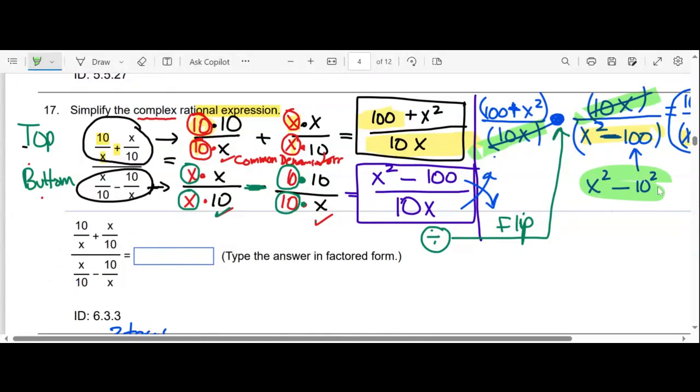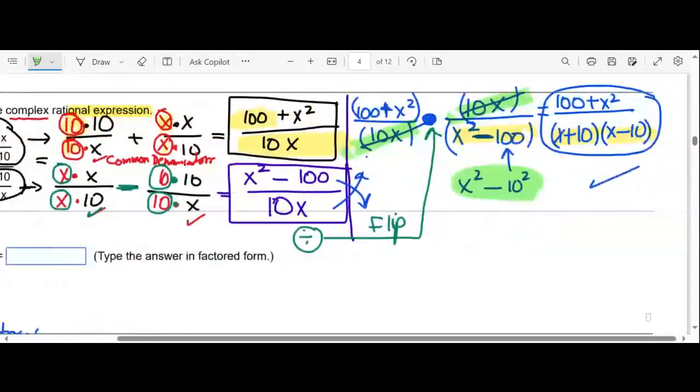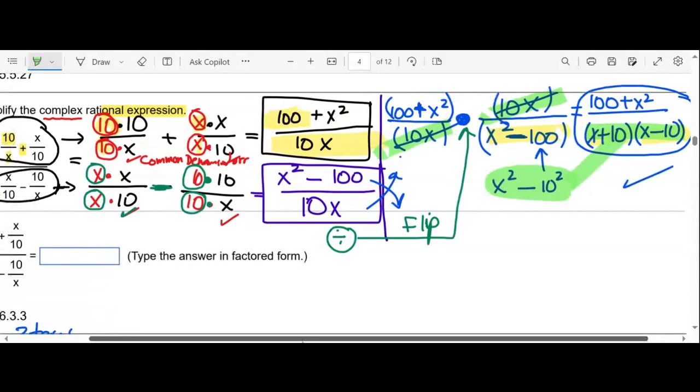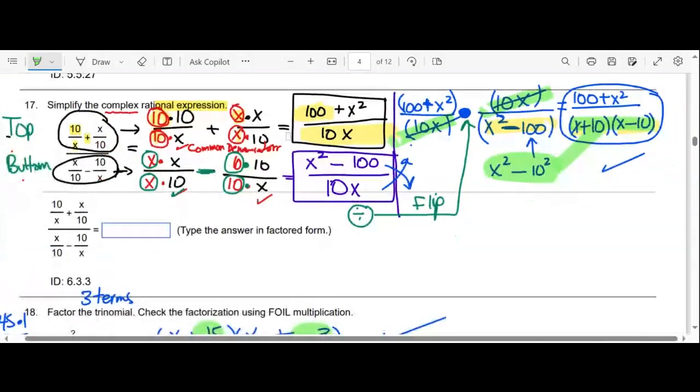Can I factor the one in the bottom? Yes. It becomes x squared minus 10 to the power of 2. So the bottom is going to be x plus 10, x minus 10, and the top stays the same because there is no change. I cannot factor the top. Easy? Copy, or is it okay? Okay, done. Done? Yes. Okay, next question.